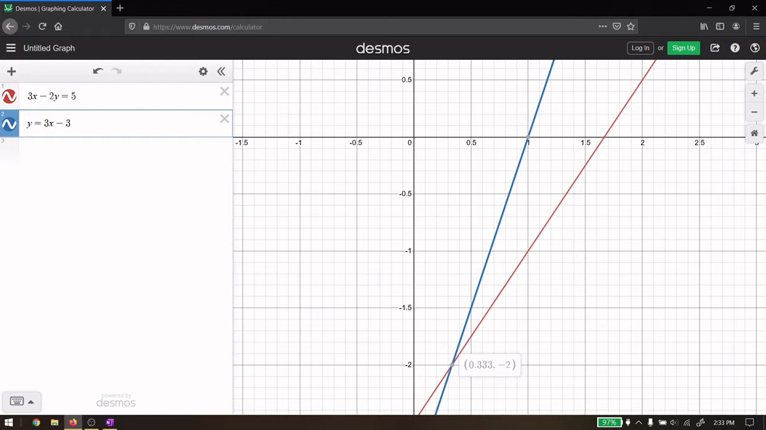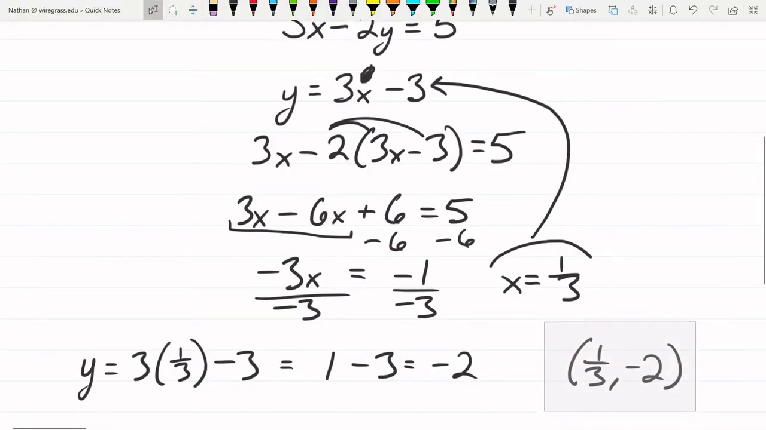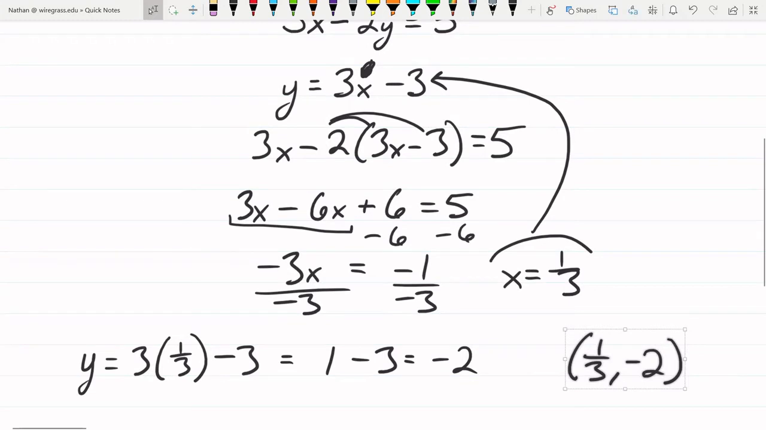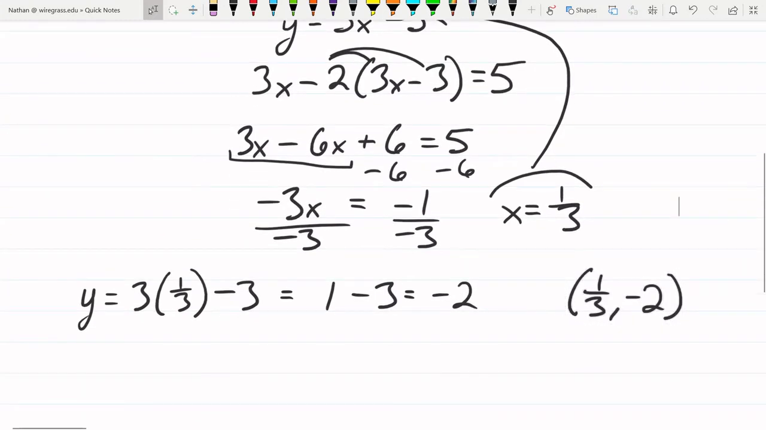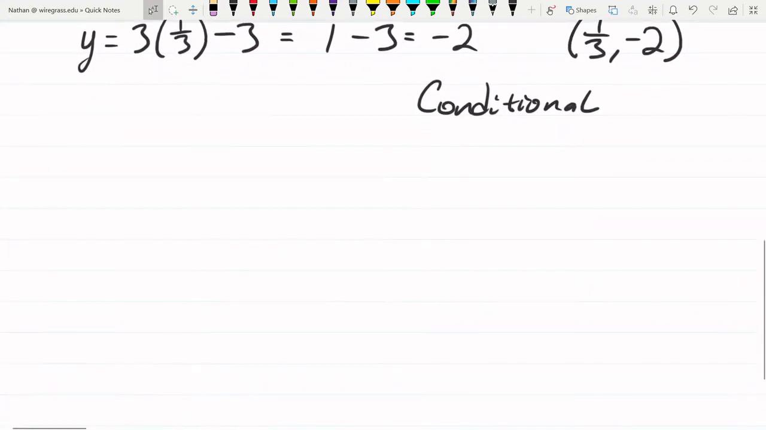And where two lines intersect, this is called a conditional system. So 1/3, negative 2, this is the conditional solution. That's what this system is. It's a conditional system. These are typically the ones that we want to find, where we have a single solution.